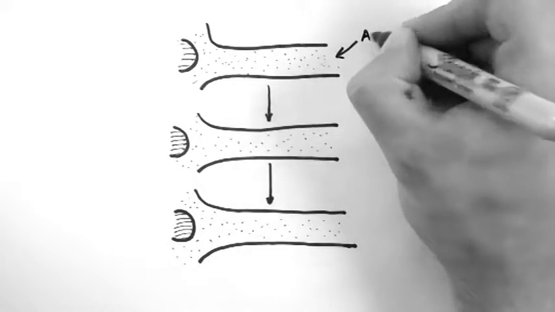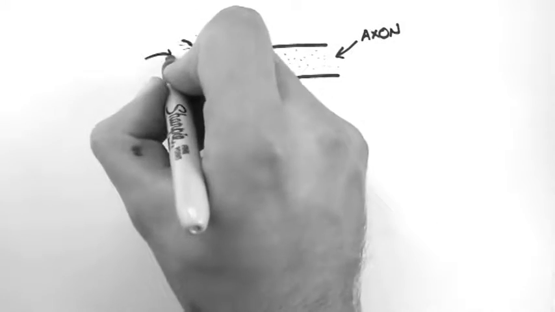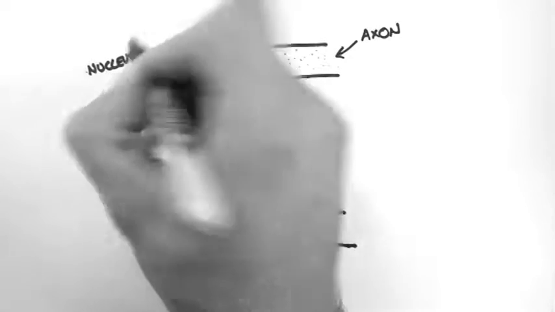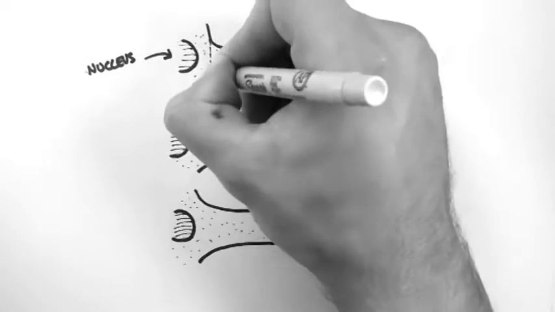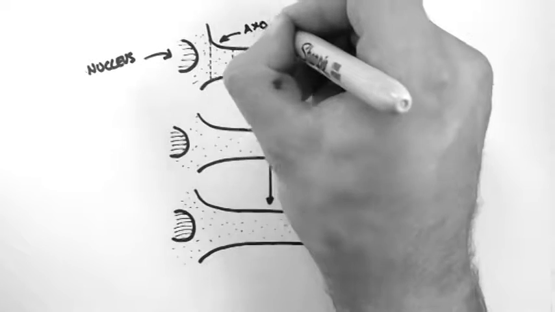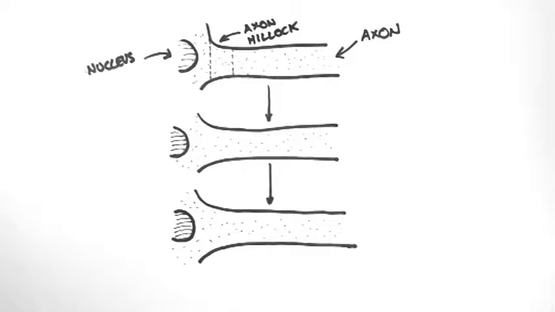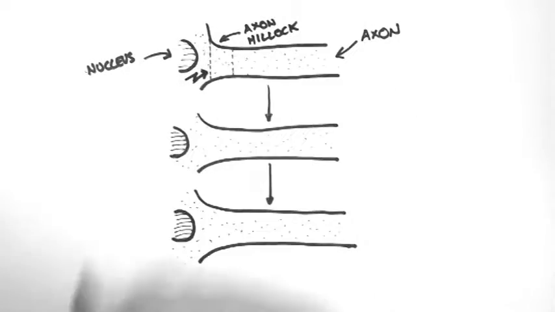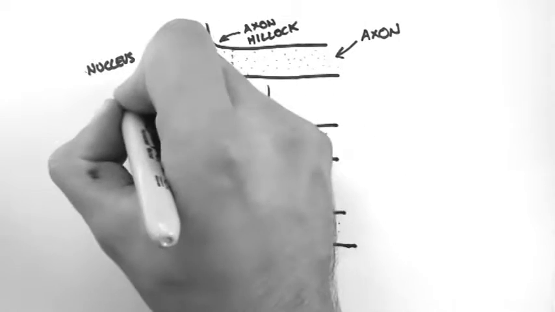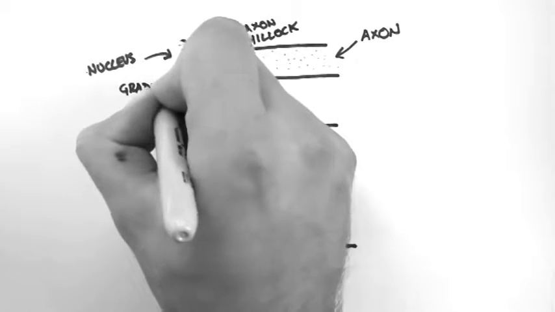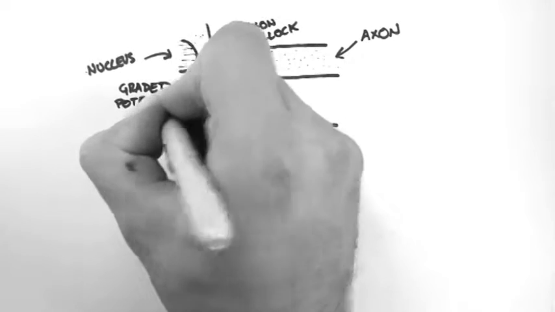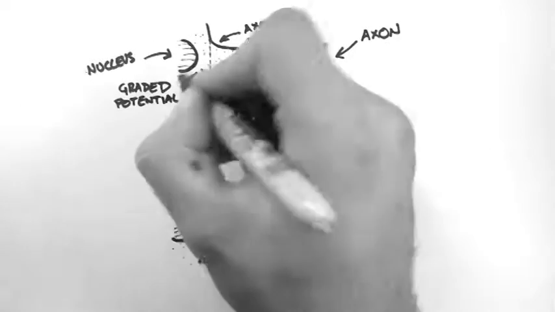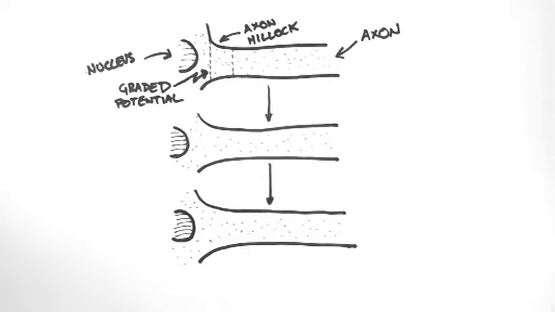So let's get oriented. This is the axon and this is the nucleus in the body of the neuron. And this segment here is called the axon hillock. The axon hillock is where action potentials begin. So a stimulus is applied to the axon hillock, and usually this stimulus is what we call a graded potential. We're not going to talk about graded potentials in this tutorial, but just know that they are a flow of positive charge.